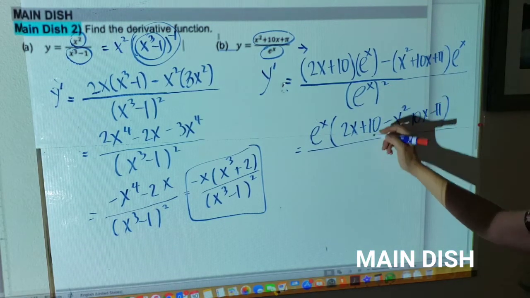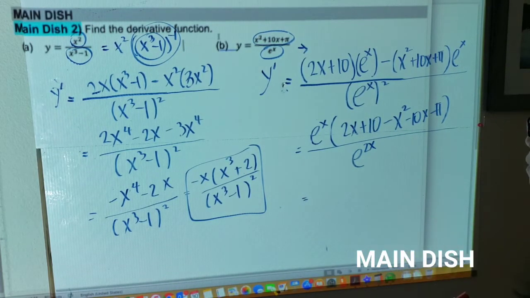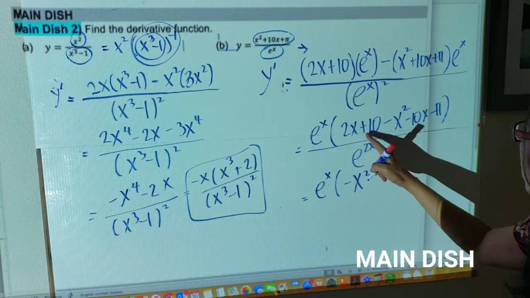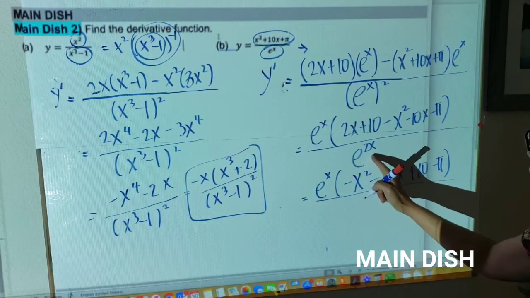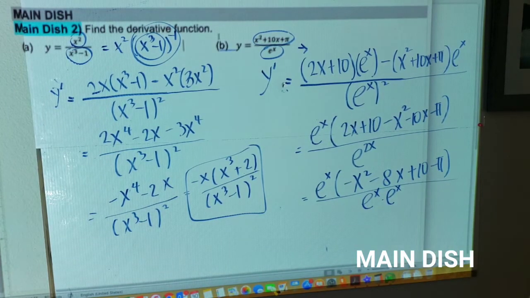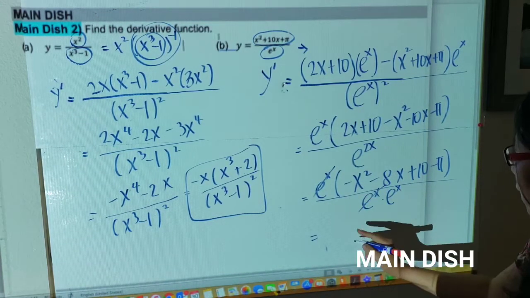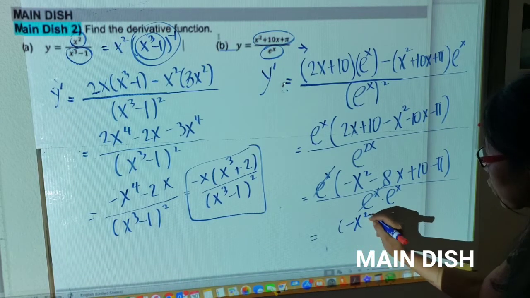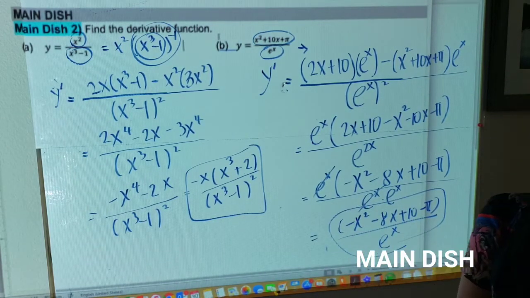You following okay? I have e to the 2x, then e to the x inside, I get negative x squared, negative 8x plus 10 minus pi over e to the 2x. What is that? That's e to the x times e to the x. Is it, right? So that one cancels out, and then the rest of them will be the answer. If you want to pull out negative, that's fine. Without it, that's fine too. So negative x squared minus 8x plus 10 minus pi over e to the x. That's the derivative. So hope that you got the same one.